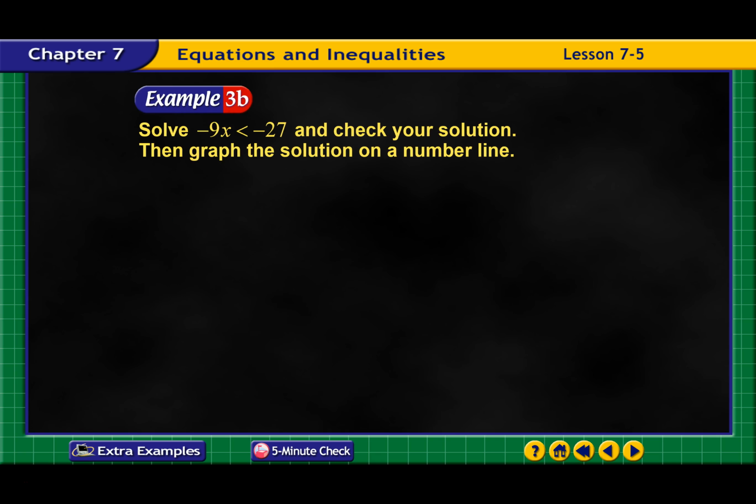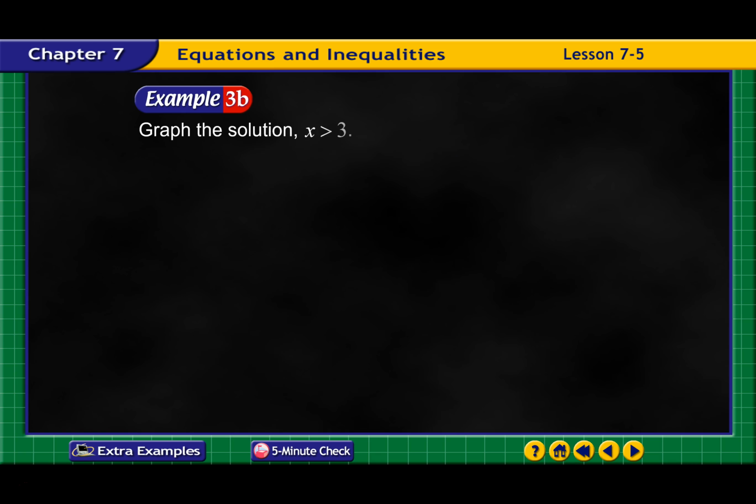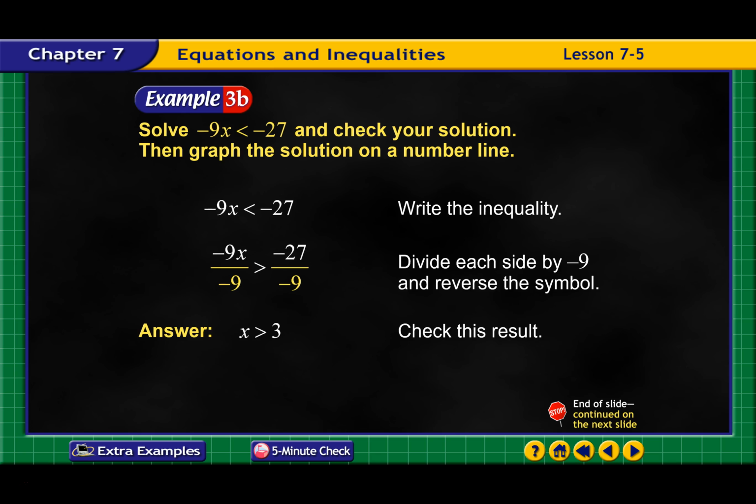All right, graph this one, check your solution, then graph it on the number line. So we write the inequality. We now divide both sides by a negative number. So negative number, reverse the symbol. And then you check your result. I need a number that's bigger than 3. When I check the result, I'd use like 4 or 5 or 6, put it back into the original equation.